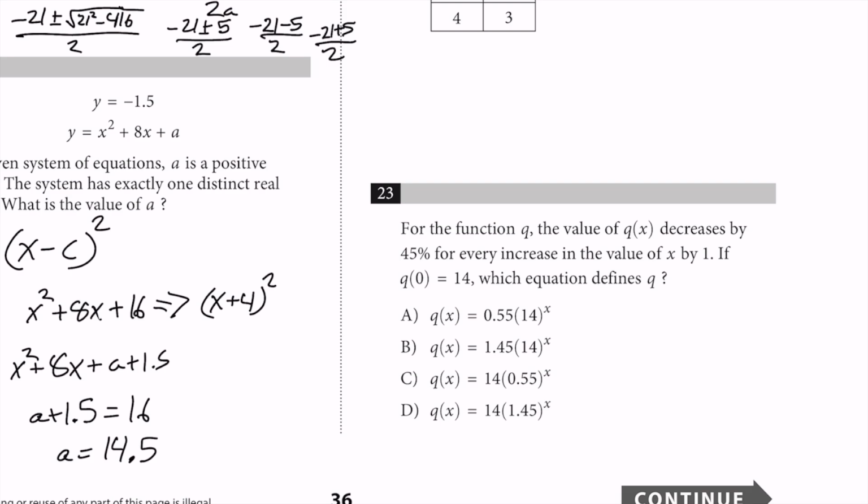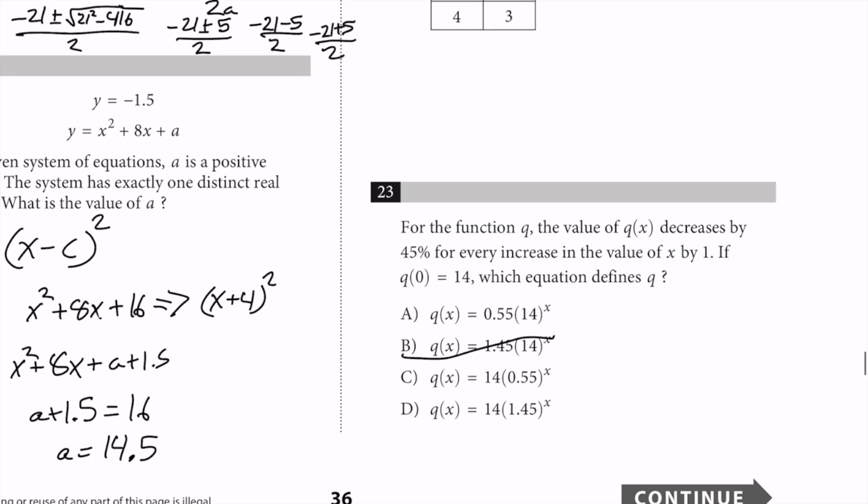So we have Q decreases by 45% every time X increases by 1. In the case of A and B, this is going to be multiplying by 1.45, so that's not going to be correct. We want a 45% decrease for the value of Q of X, which is going to be the same as multiplying by 0.55, right? Because if you decrease 1 by 45%, that's the same as multiplying 1 by 0.55. In D, we're actually going to be increasing by 45%, which isn't what we want. So answer choice C.